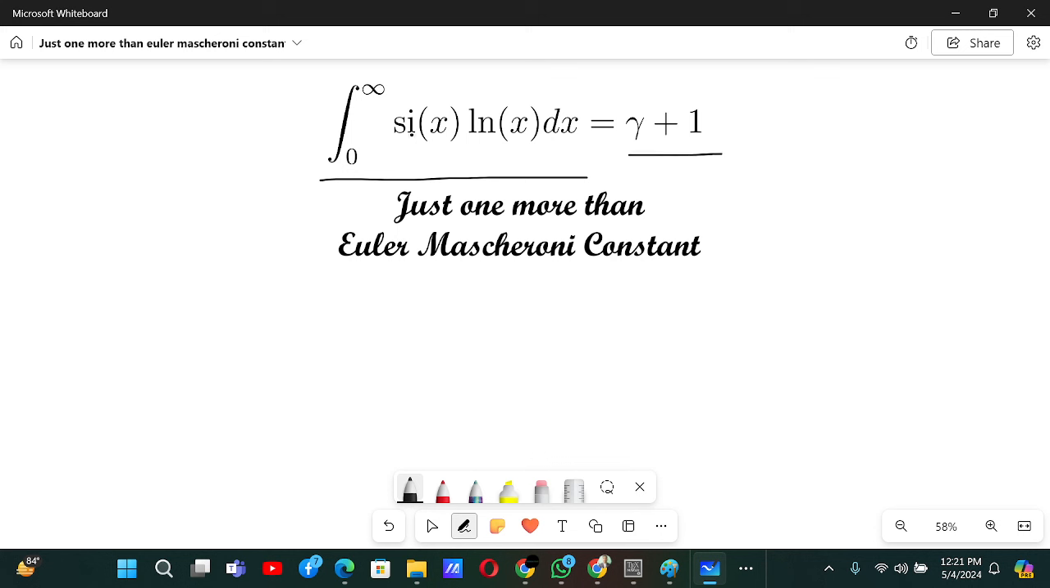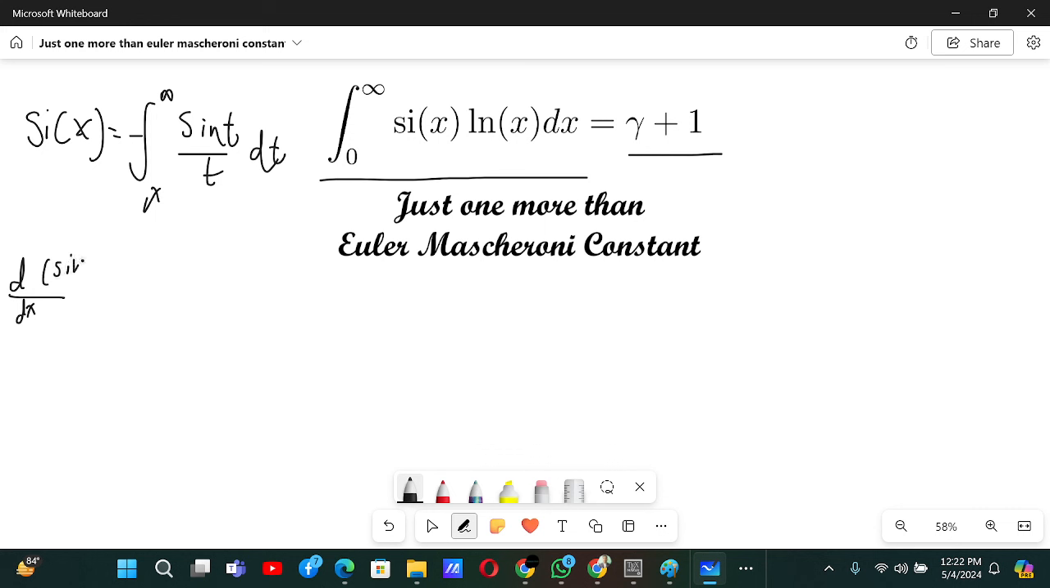And if you don't know about the small si function, it is just the following integral from x to infinity, and here's a minus sign, of sin t by t dt. Also with this definition we have made sure that the derivative of the small si function will just be sin x by x. We have made sure of this fact from the negative sign over here.